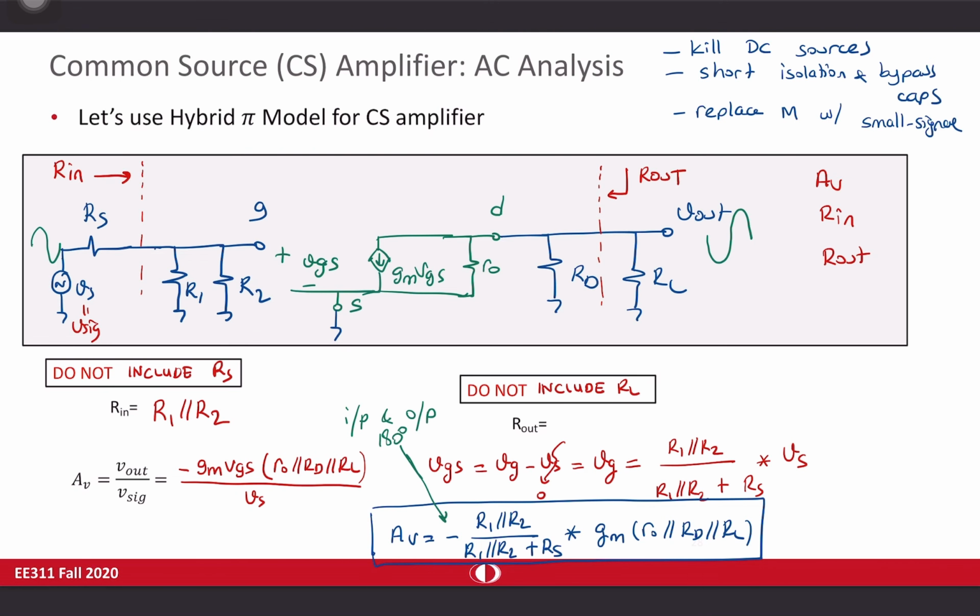So this mathematical expression exactly tells that. So for a good common source amplifier, you want Rin or R1 in parallel with R2 as large as possible. So you have to choose this R1 and R2 in the range of, let's say, maybe mega ohms, so that you maximize your voltage gain.